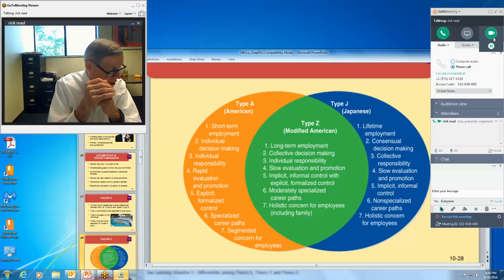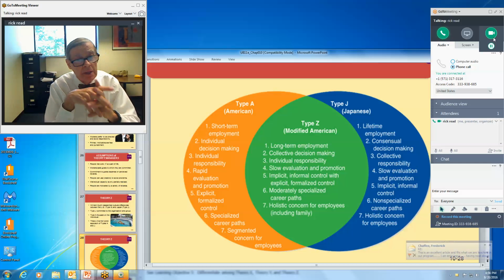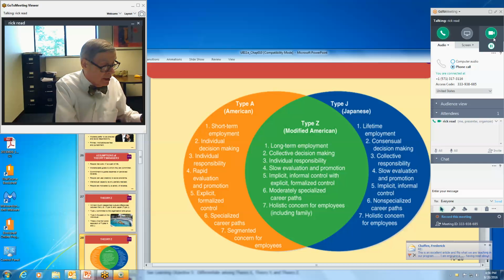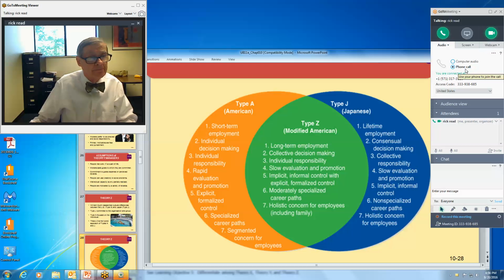There are differences. Now, we find a comparison of Theory X, Theory Y, and Theory Z at the bottom of page 279, figure 10.5, and I commend you to look at that. However, we're not going to dwell on it.